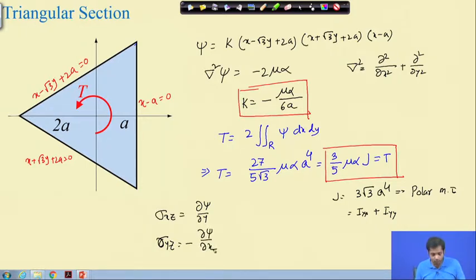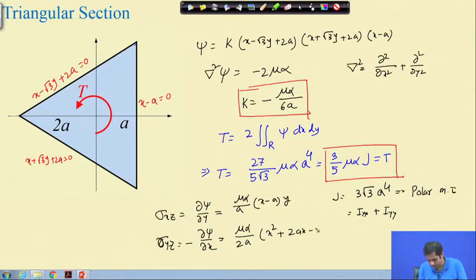Now, if we substitute psi from here and write this expression, the final expression will be mu alpha by a, you can please check, x minus a into y, and this expression will be mu alpha by 2a, x square plus 2ax minus y square. Now, let us see whether it is consistent with our intuition or not.